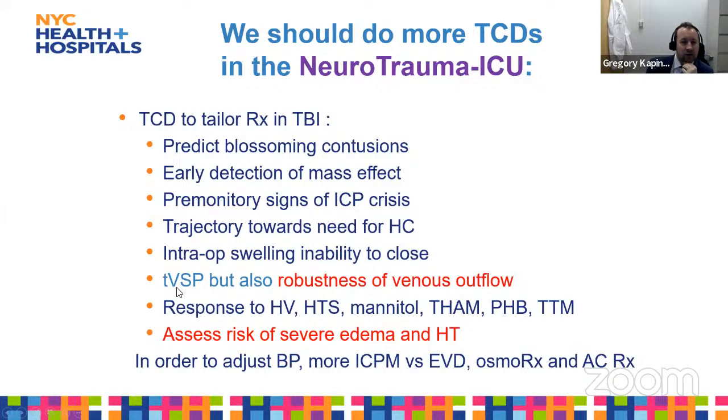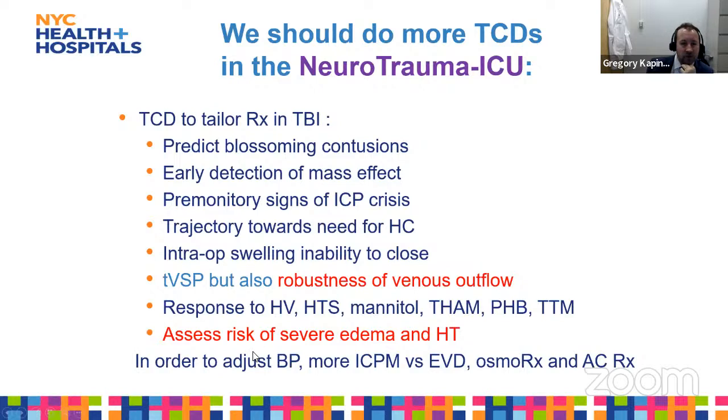I know every time we talk about TCDs, people focus on vasospasm. So trauma vasospasm, yes, to me it's useful, but even more so, the robustness of the venous outflow can be ascertained by TCDs, and that's quite important to assess in neurotrauma patients. We could look at our response on TCDs when we start to treat our patients with hyperventilation, hypertonic saline, mannitol, THAM, phenobarb, hypothermia.